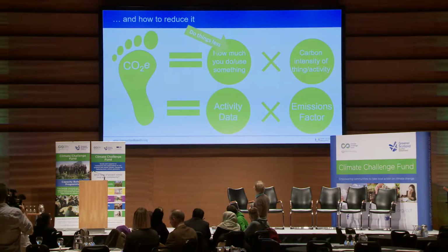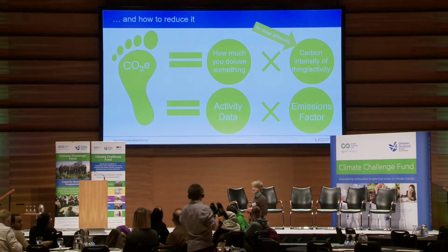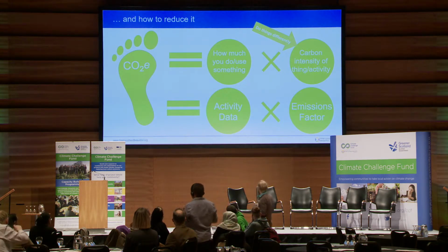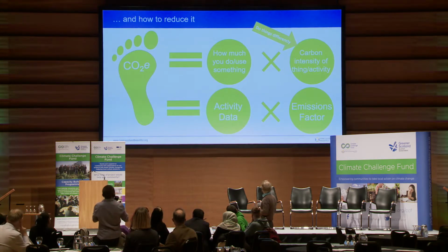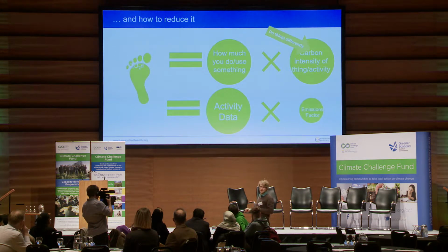The other one is about tackling this side of the equation and saying, well, if you do things differently, you can also reduce the footprint. So if you change the carbon intensity of the thing you're doing, so if you switch your big truck for an electric vehicle, for example, the carbon intensity of that mode of transport is reduced. So if you reduce the emissions factor, which measures the carbon intensity, you also reduce the footprint.